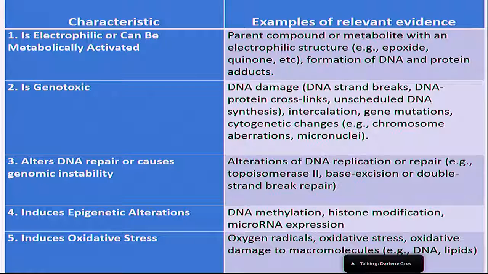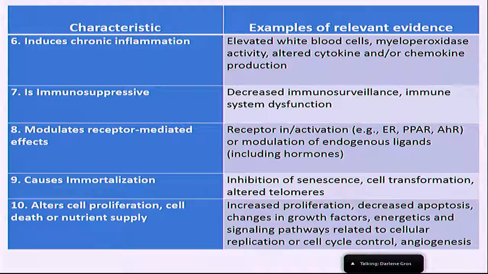Oxidative stress: does it induce oxygen radicals, things like this, and oxidative damage to molecules? Chronic inflammation: elevated white blood cells, altered cytokines, things like this. Is it immunosuppressive, where it would decrease immunosurveillance and cause immune system dysfunction?